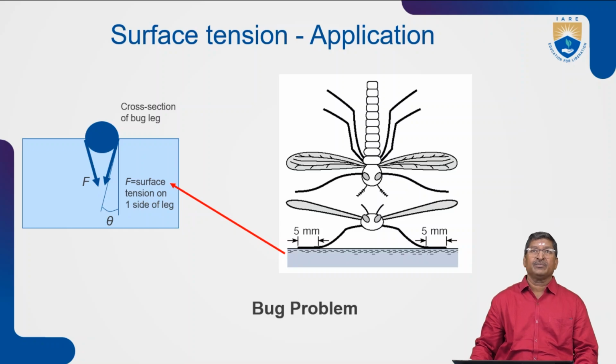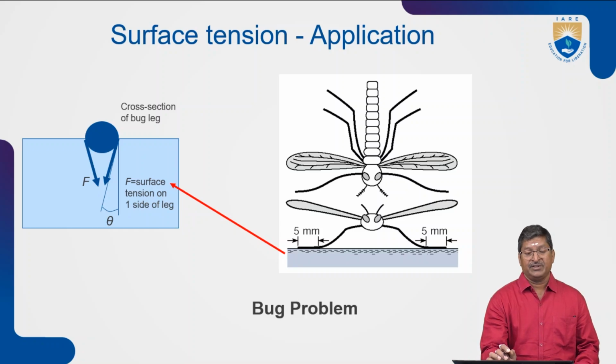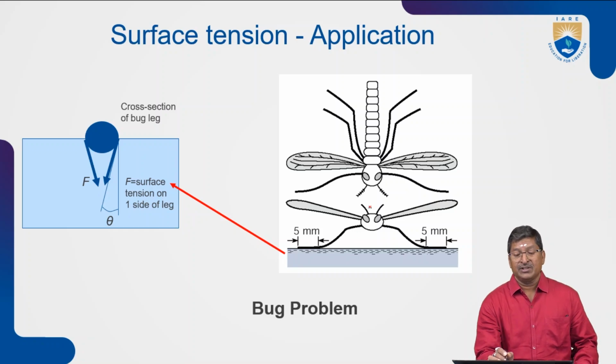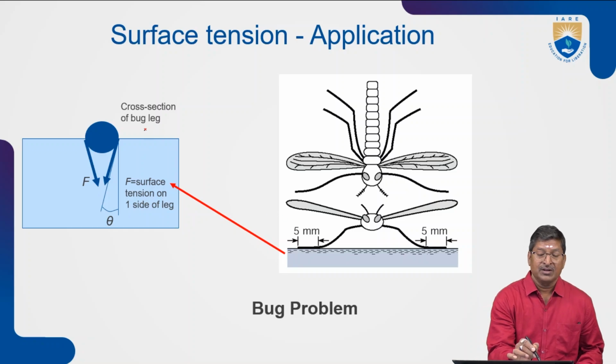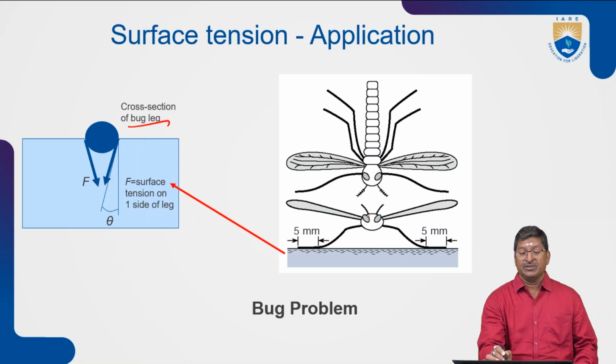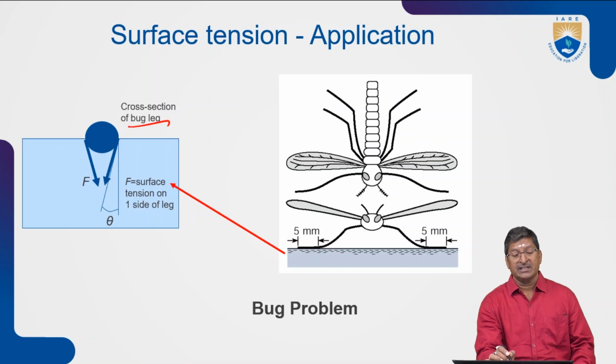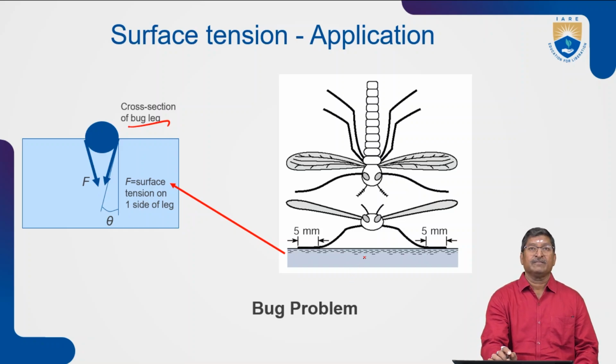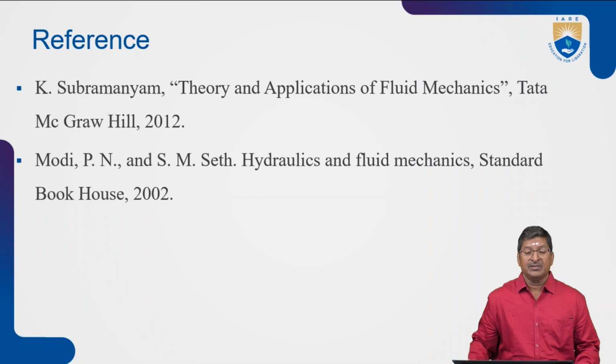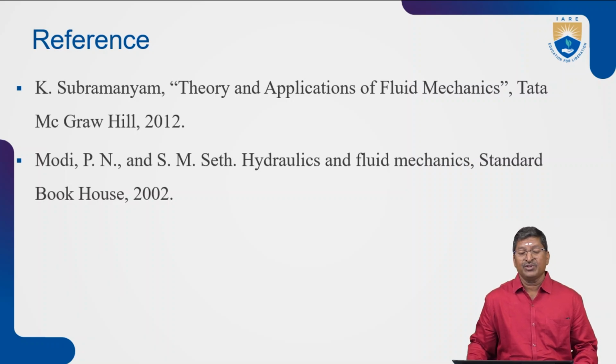So you can see the practical application of this surface tension. So it is an insect, a bug. With its legs, it can stand on the water because of the presence of the surface tension force, so that it will not sink into the water here. So references are this. You can see Subramaniam, theory on applications in fluid mechanics, Tata McGraw-Hill's, and Modi and Seth, hydraulics and fluid mechanics, standard book house.